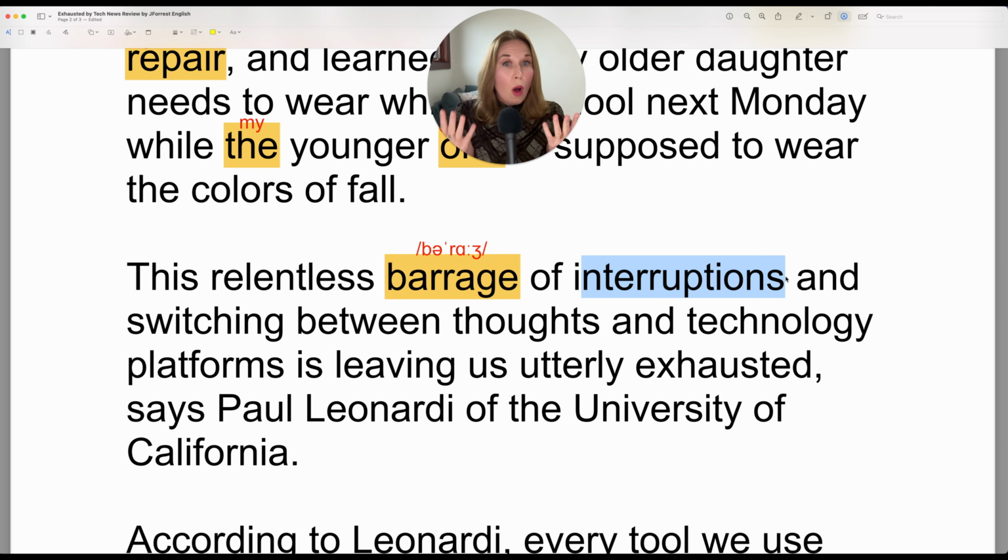So there's a lot of them, but they come at the same time as well. So that is a barrage. Just imagine all these things being directed towards you. And it's generally used with questions, comments. It can be used negatively in terms of criticism, complaints, interruptions.